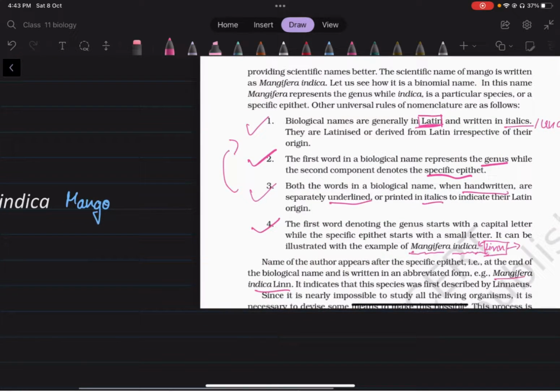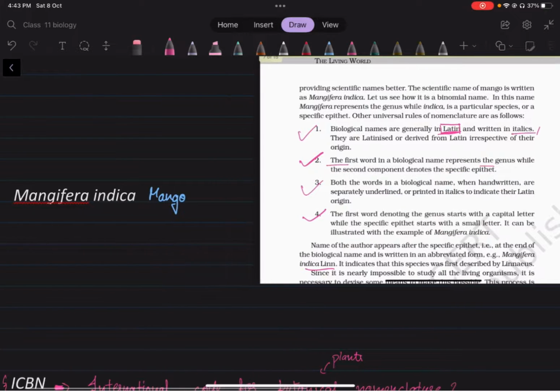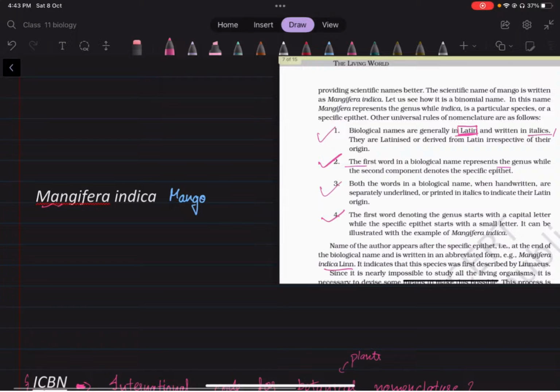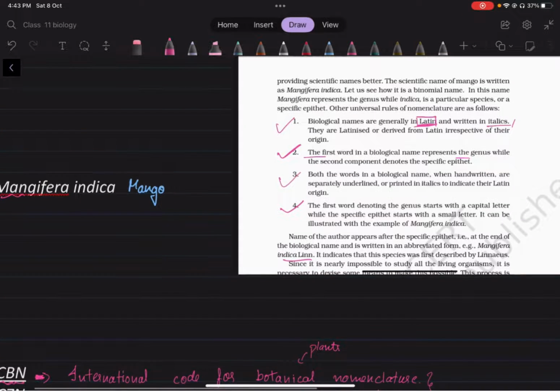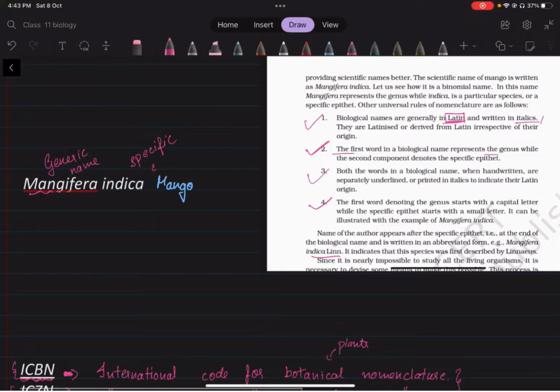So here you can see this second point. The first word, Mangifera, indicates the genus, or you can call this a generic name, right? And the second word is called the specific epithet. This specific epithet refers to the species, and the generic name refers to the genus. That is, it's a taxonomic hierarchy, right?